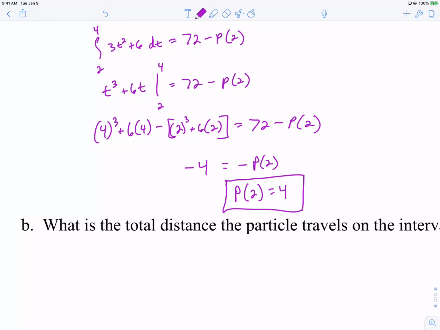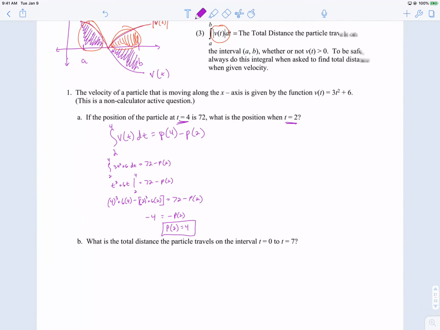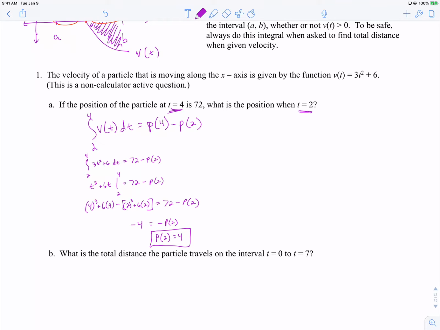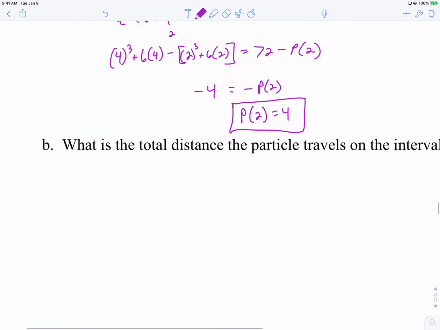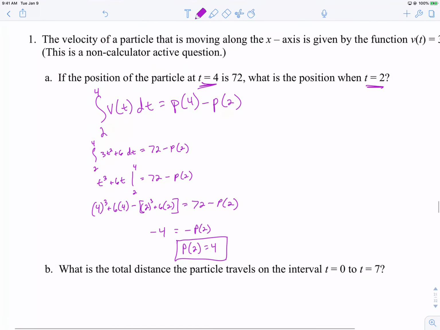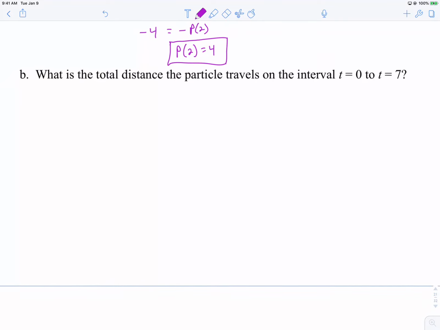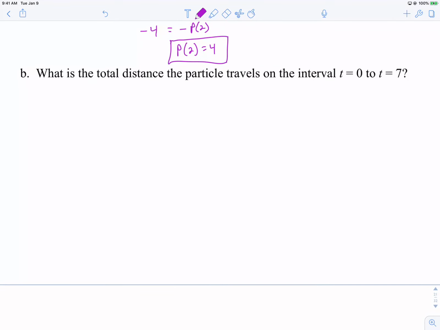Again, I may talk about an alternative way to do this in class. So we can just talk about that in person. For now, I like doing it this way. Keeps it a little more algebraic. There is an understanding why we could do it a little more intuitively, but I'm going to save that, not for the video. What's the total distance the particle travels on the interval 0 to 7?